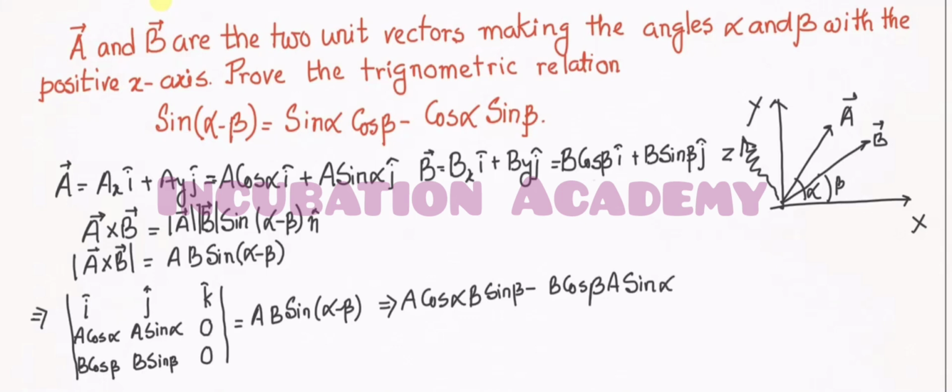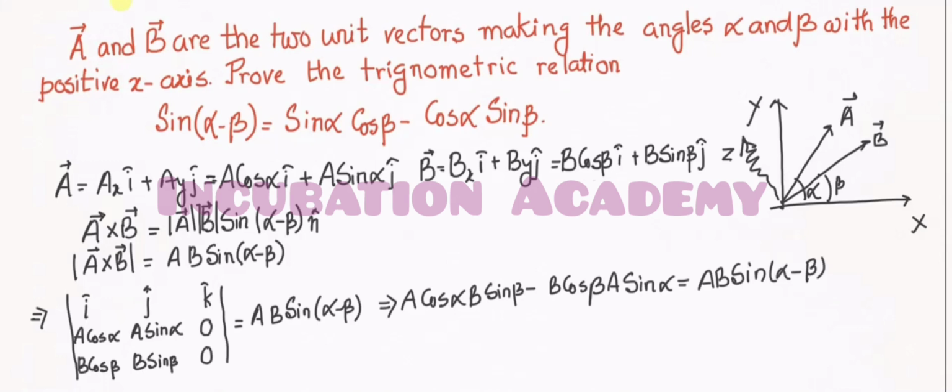What have we done here? When you try to find the k cap component, we have done A cos alpha times B sin beta, cross minus B cos beta times A sin alpha. So I am doing the cross here. Clear? So this is the simple thing. After that, we are not writing k cap because we are taking the magnitude here. I have just clarified to you. After that, mod of A, mod of B, sine alpha minus beta.